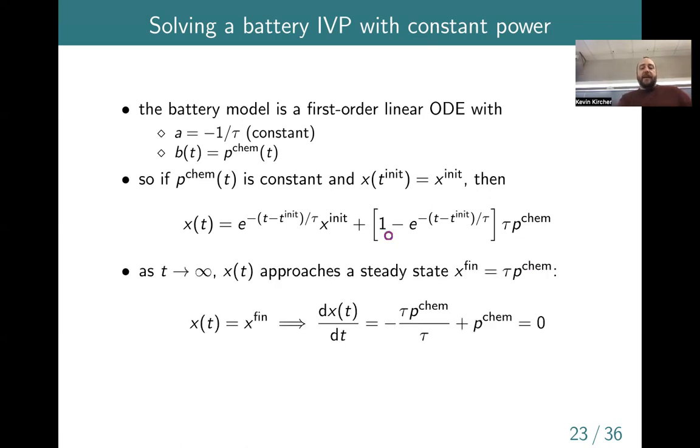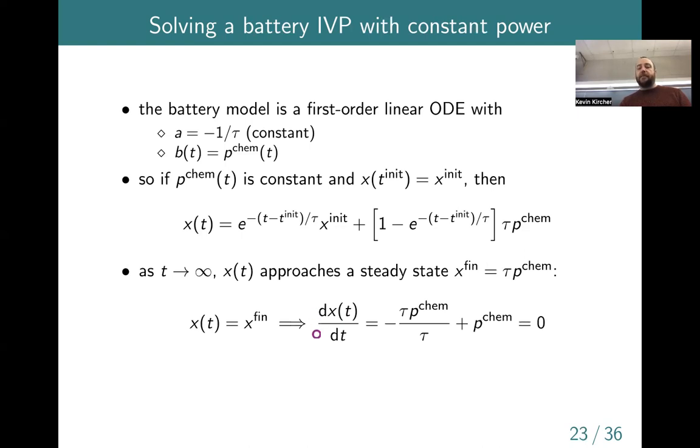All right. So what is the limiting behavior of this? As t goes to infinity, we've been charging the battery at this constant rate for a super long time. The charge state approaches some final value, which turns out to be a steady state. Steady state just means that the time derivative that shows up in the differential equation is equal to 0.